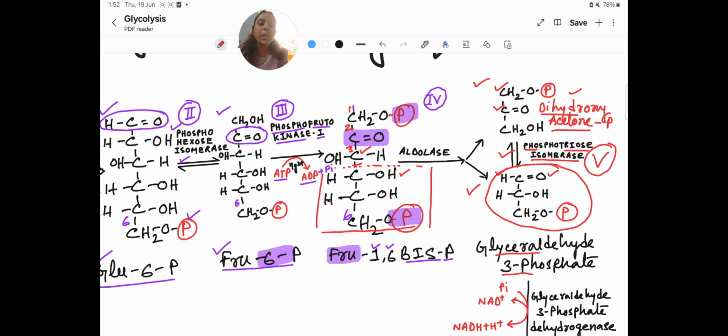And why are we taking glyceraldehyde 3-phosphate? Because from dihydroxyacetone phosphate we cannot generate energy. For plants we can use dihydroxyacetone phosphate, but for humans we cannot generate energy from dihydroxyacetone phosphate. That is why we are converting dihydroxyacetone phosphate to its functional form, that is glyceraldehyde 3-phosphate.